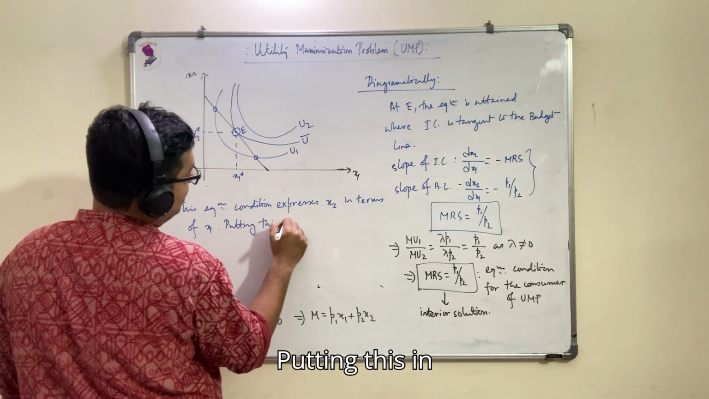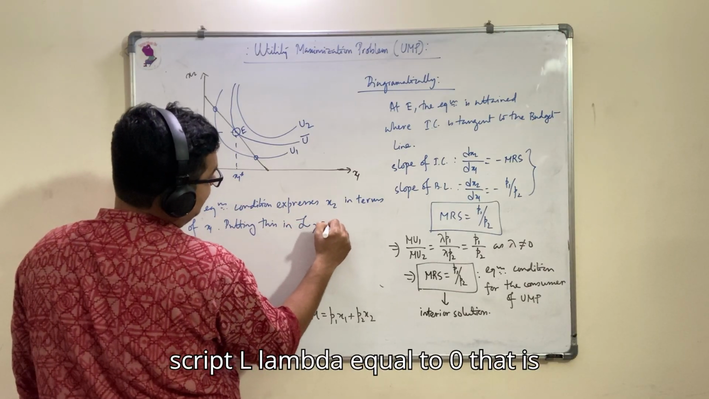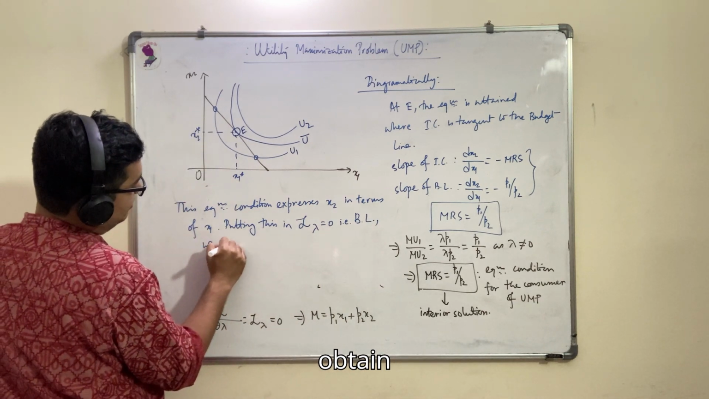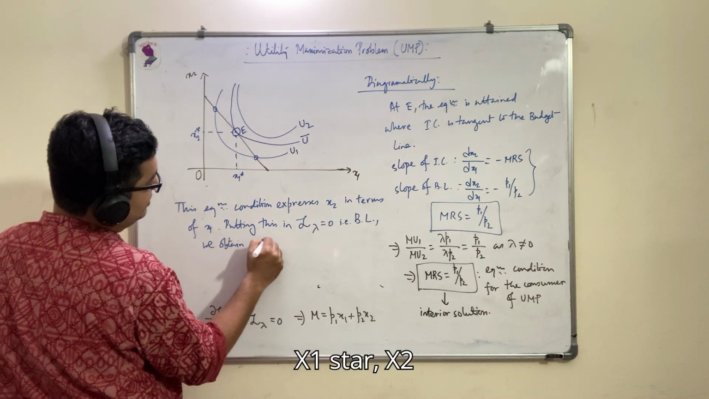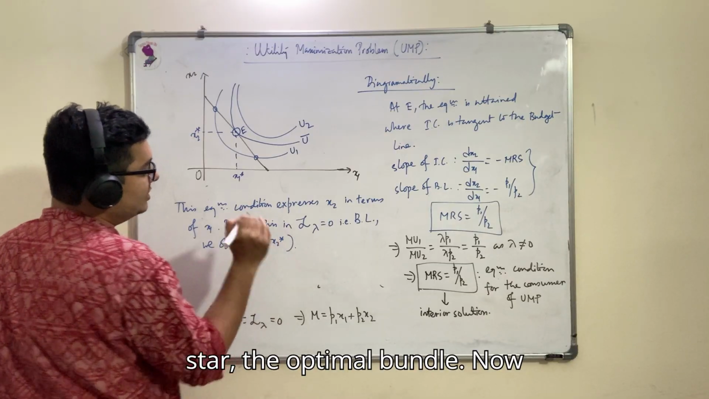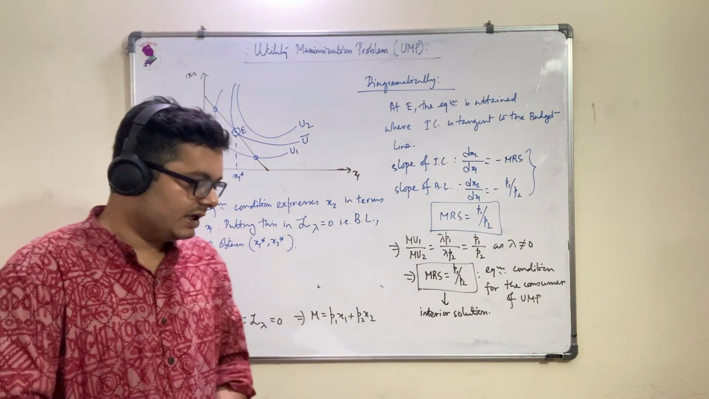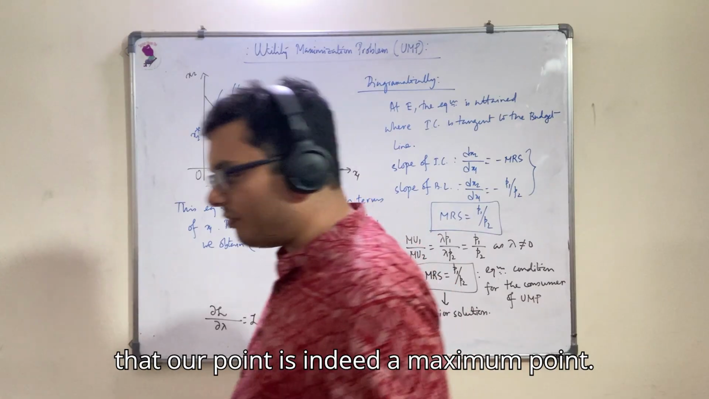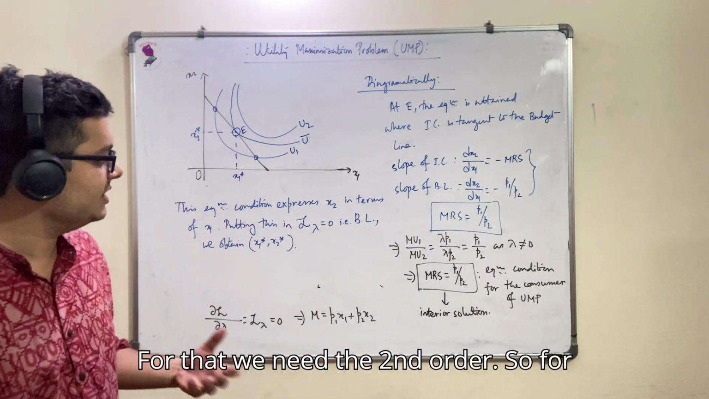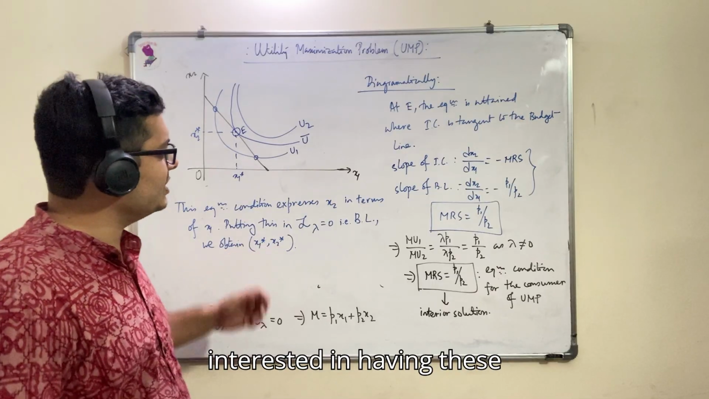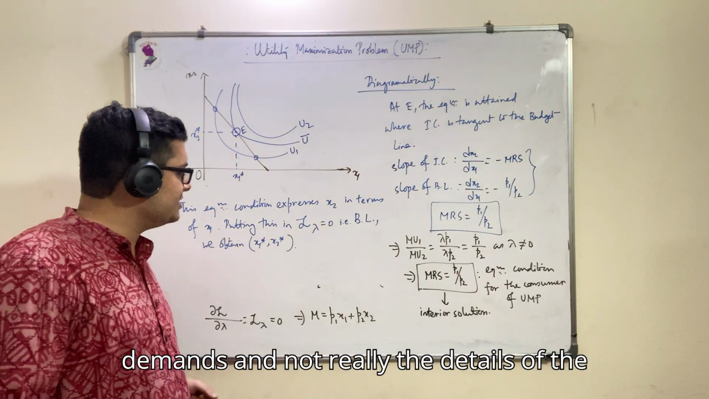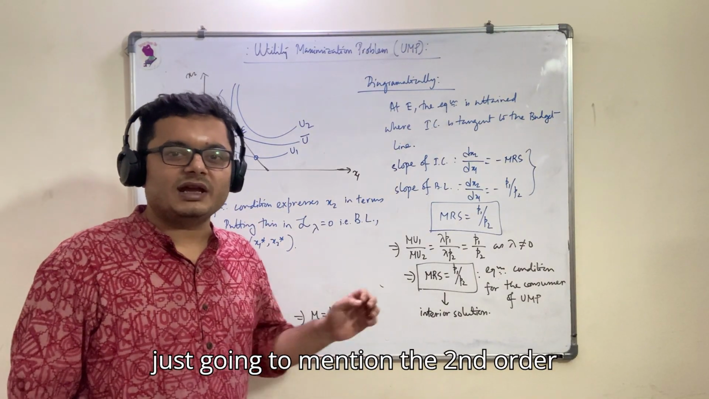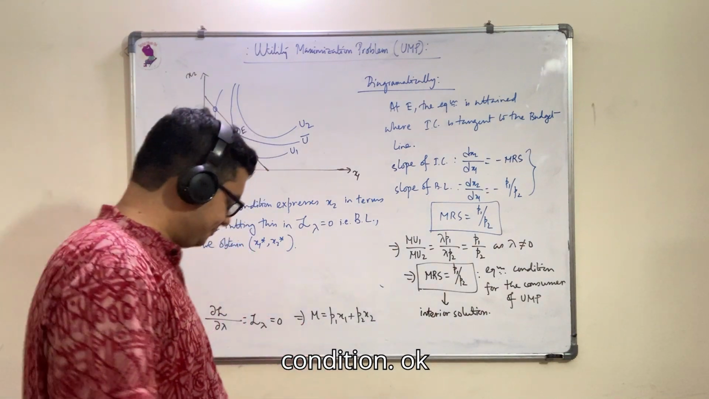Putting this in script L, lambda equal to 0, that is the budget line, we obtain x1 star, x2 star, the optimal bundle. Now, as we know, satisfaction of the first order condition doesn't really guarantee that our point is indeed a maximum point. For that, we need the second order. So for the time being, since we are more interested in having these demands and not really the details of the mathematics involved here, I am just going to mention the second order condition.